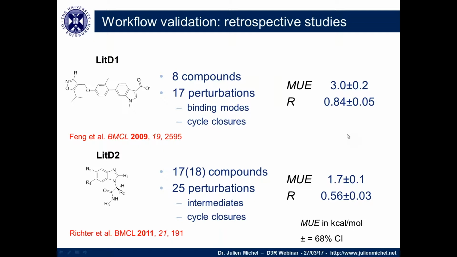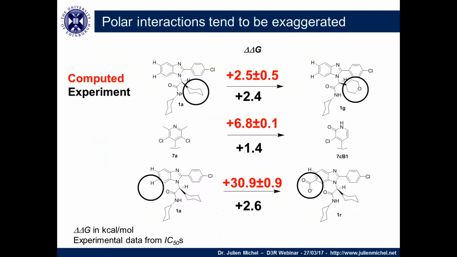These are the results from our retrospective analysis. So this is all based on poses modeled from available X-ray data. We saw overall reasonable correlation in terms of R descriptors, and a fairly high mean unsigned error, which worried us a little bit. So we decided to dig into this before doing our D3R prediction.